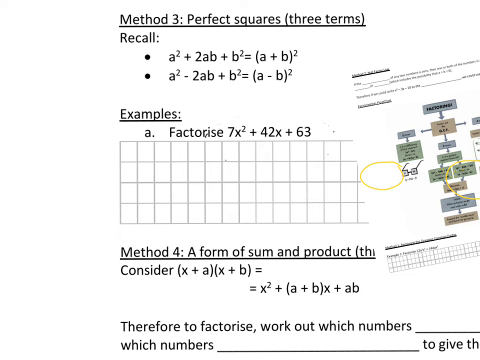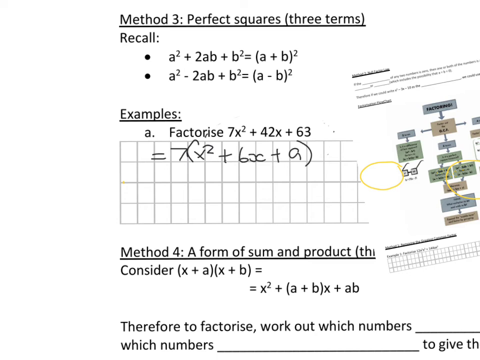Hopefully by now you're into the swing of it and you see what we should do first. We've got a common factor. What's our common factor? 7. So we're going to take out our greatest common factor and we're going to get left with 7 bracket x squared plus 6x plus 9.